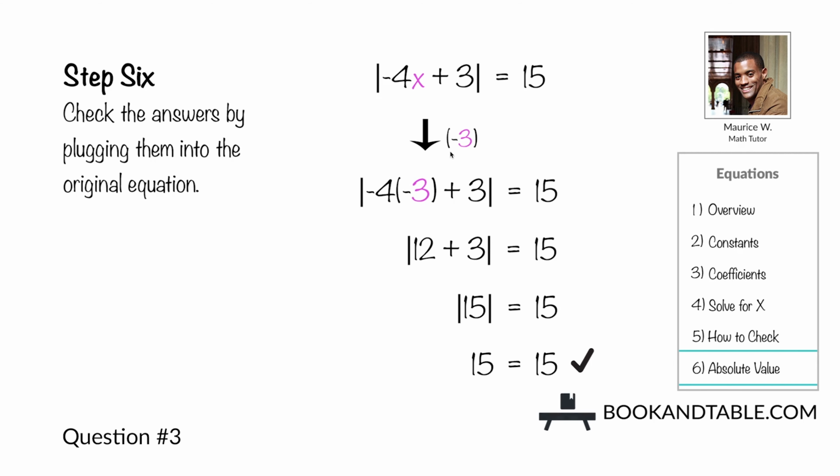And then we check our second answer. x is equal to -3. -4 times -3 is +12. 12 plus 3 is 15. The absolute value of 15 is equal to 15. And again, we can confirm that the answer we got was correct. And so x is also equal to -3.